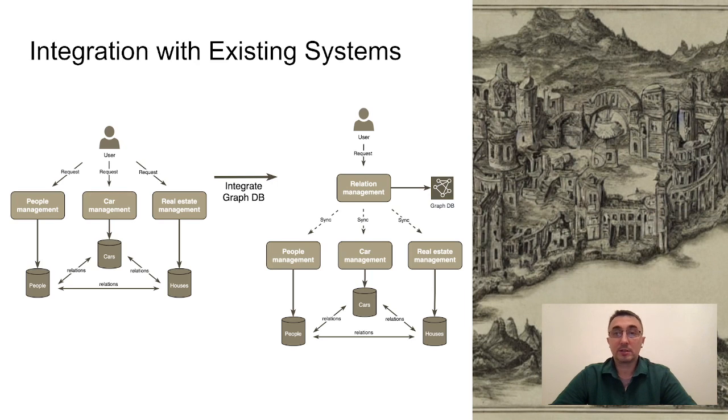Integration with existing systems is another important aspect. Graph databases can complement traditional databases. Use them where relationships and connections are central, and seamlessly integrate them into your overall solution architecture. This approach allows you to leverage the strengths of different database models for maximum efficiency.